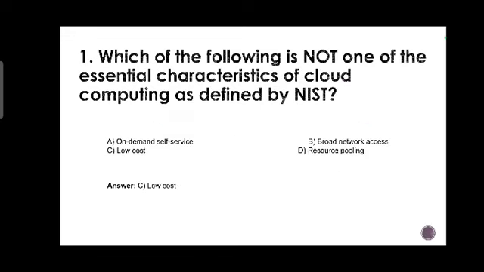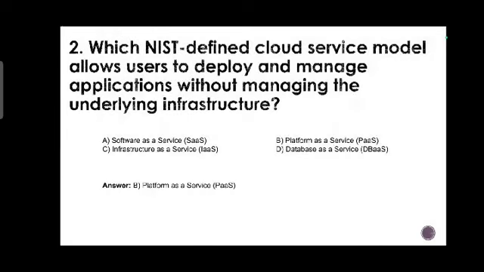Which of the following is not one of the essential characteristics of cloud computing as defined by NIST? So the answer is C, low cost. Low cost is not a characteristic of cloud computing as defined by NIST. Which NIST defined cloud service model allows users to deploy and manage applications without managing the underlying infrastructure? So the answer is B, platform as a service.